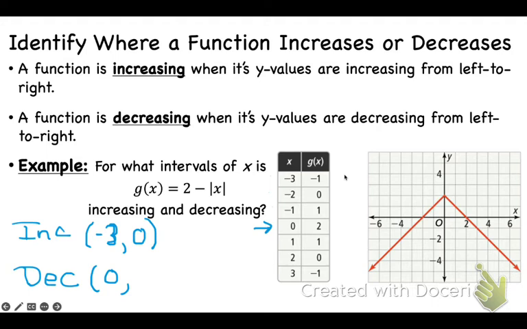Now, when I leave 0, what are my x's still doing? They're still increasing, but what are my y's doing now? Decreasing. Okay, so they decrease until what is the smallest value on my table? X. Not -3. Well, I get where you said -3. The last value is 3. Does that make more sense?